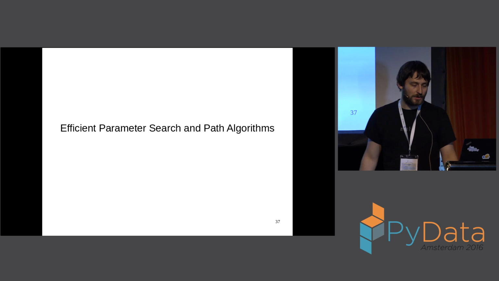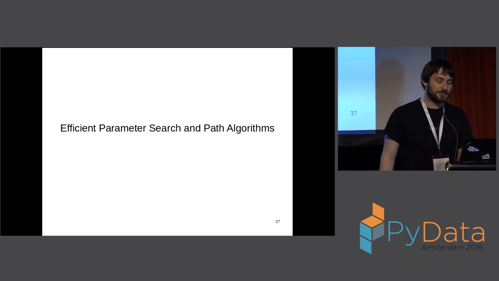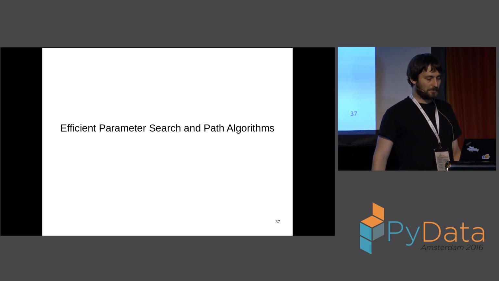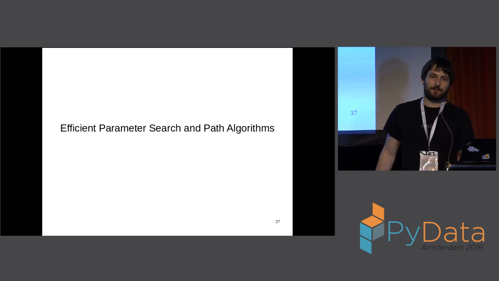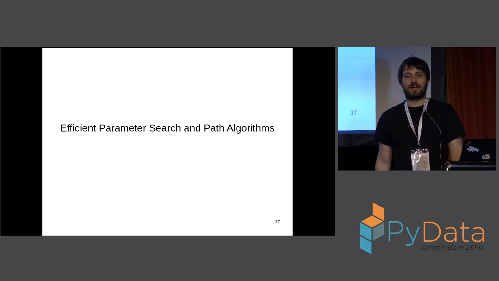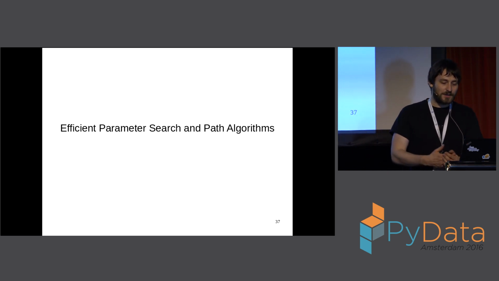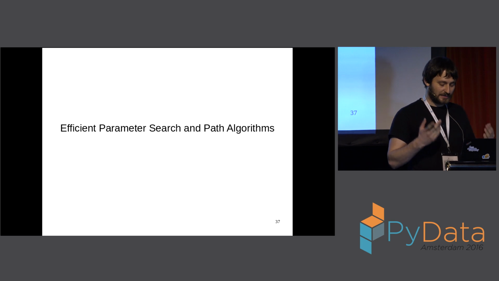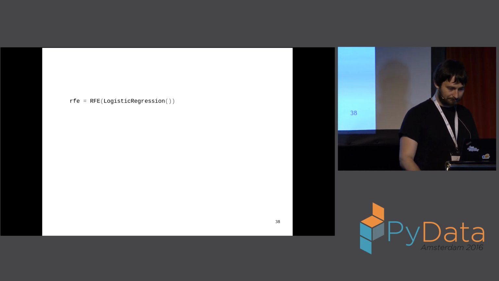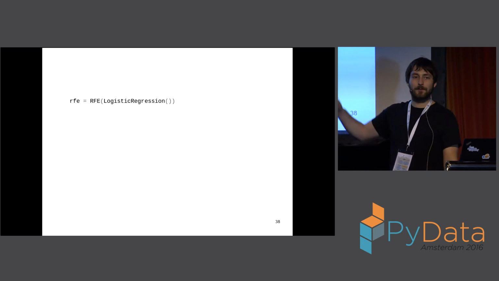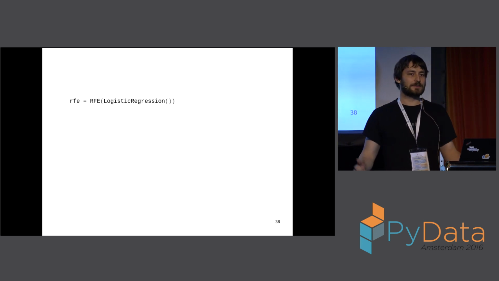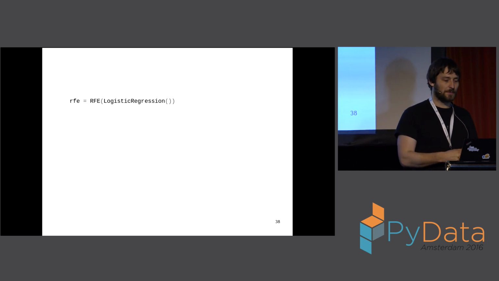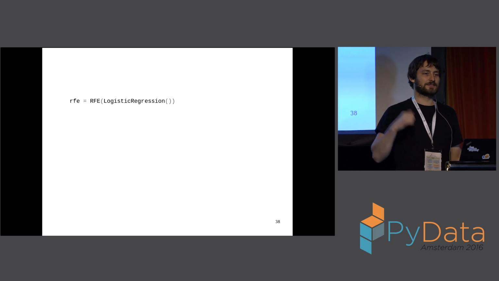So another thing that I want to talk about for parameter search is you can do more efficient parameter search for certain families of models. Because the cost of parameter search is so big, there are tricks you can use. I don't know if you're familiar with RFE. RFE is recursive feature elimination. It tries to find the least important feature according to some model, and it eliminates that, and it does this recursively.